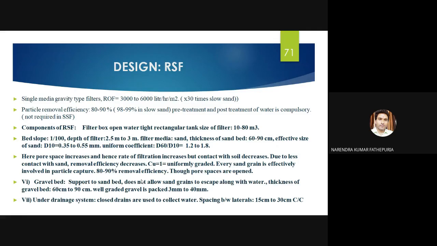If I'm going for the design of a rapid sand filter, for single media gravity type filters, the rate of filtration will be 3000 to 6000 liters per hour per meter square.